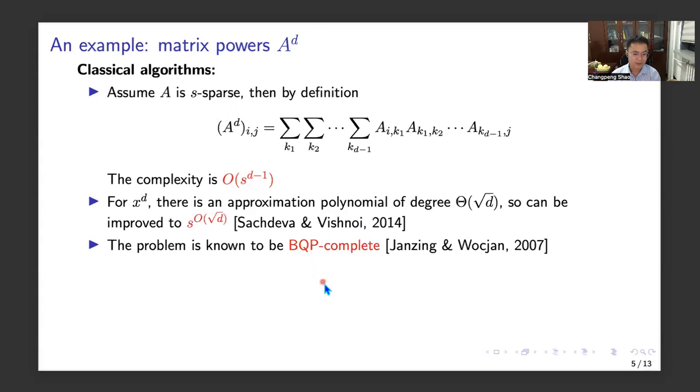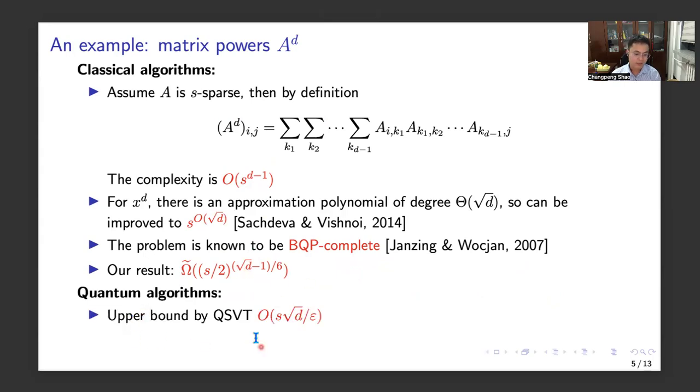It is interesting that this problem, just matrix powers, is BQP-complete. That is, we believe it is hard for classical computers. But how hard is it for a classical computer? And indeed, we proved a lower bound of this form. It is still exponentially hard. It is exponential in the square root of d.